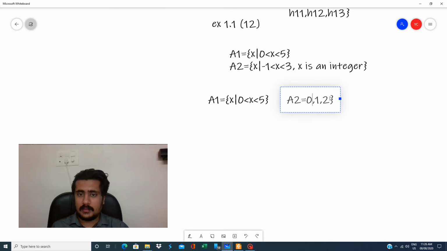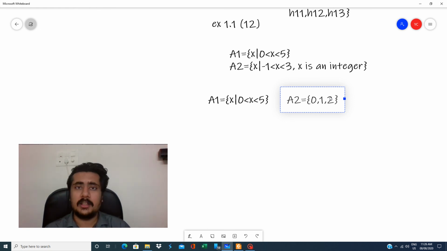Sir, then why have you not written 1, 2, 3, 4? Because in A1 there is no specific instruction like A1 is an integer. So we will be writing 0 to 5, and assume both integer and non-integer numbers are included. A1 can be 2.3 also, 2.5 also, 3.7 also, 4.13 also, everything. So it is 0 to 5 in short. But A2 is an integer, so A2 is only 0, 1 and 2. Now you want to find the union. That's fine.